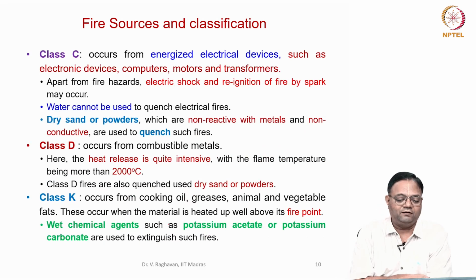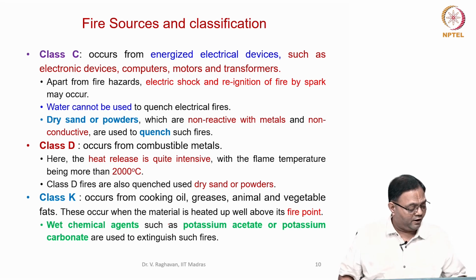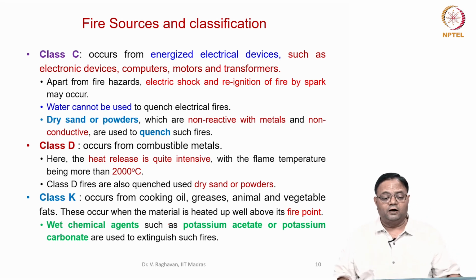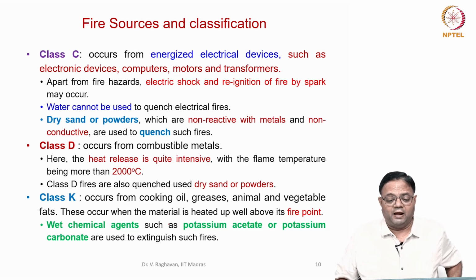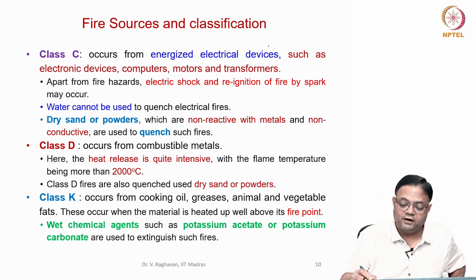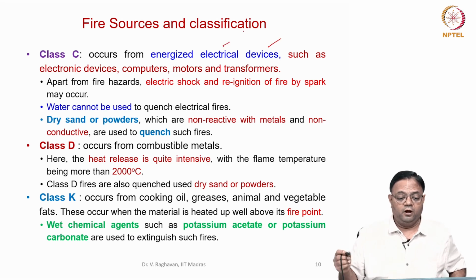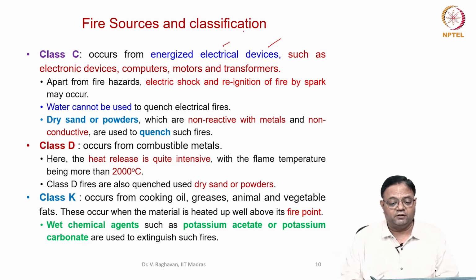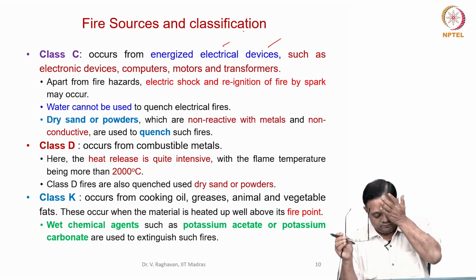Then come to the class C fire. Class C fire occurs from energized electrical devices. Okay, energized electrical devices, electronic devices, computers, motors, transformers, etc. are the examples.